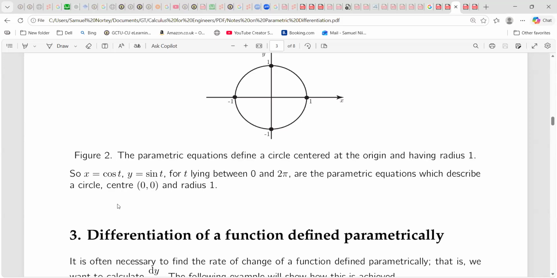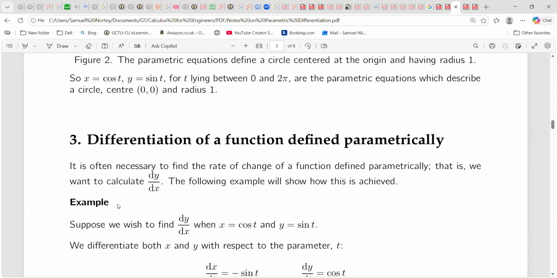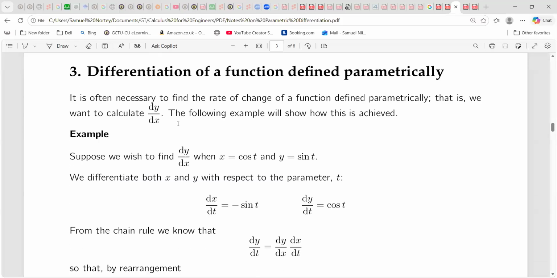So we have been able to explain what happens with trig functions when they are written in the form of a parameter in a third variable. Now, let's look at the differentiation aspect. If you want to differentiate these two functions, remember that it is often necessary to find the rate of change of a function defined parametrically.